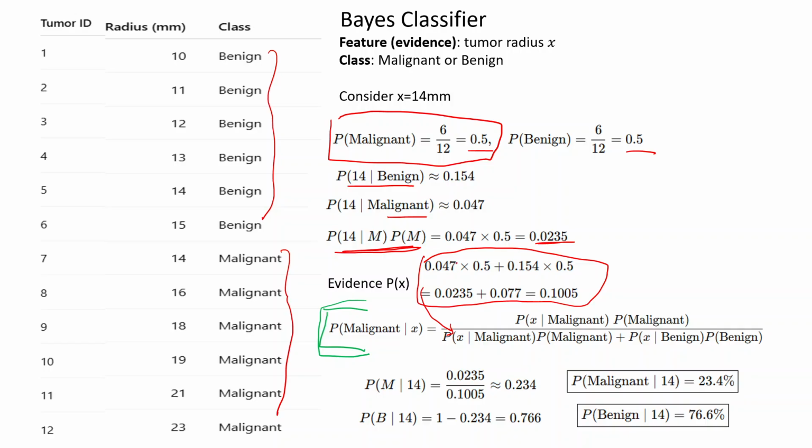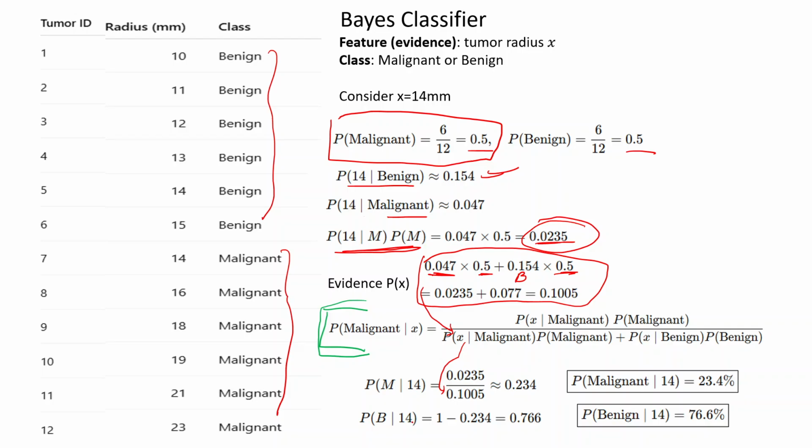And now the total probability, that is, X given for the malignant case, which was 0.047 multiplied by 0.5. Similarly, this was for the benign case, which we got here, and then 0.5. Now when we evaluate, this is going to come to the value 0.105. Therefore, now for the probability of the malignant with respect to the 14, the numerator value we got was 0.0235, and then this evidence value, that is 0.105, which is going to come to the value 0.234.